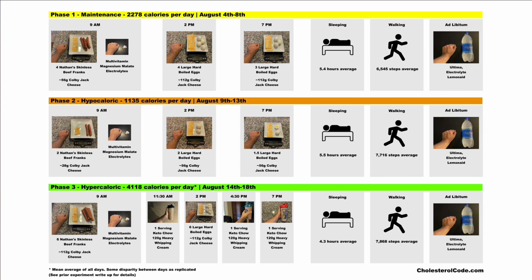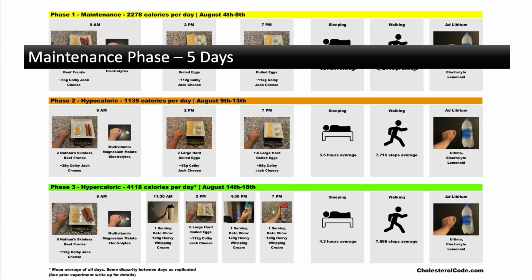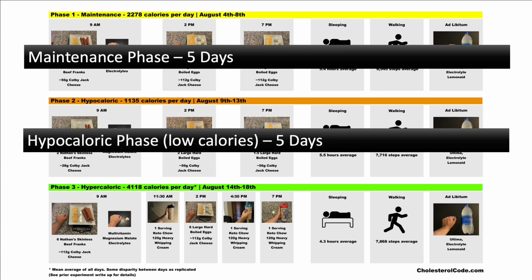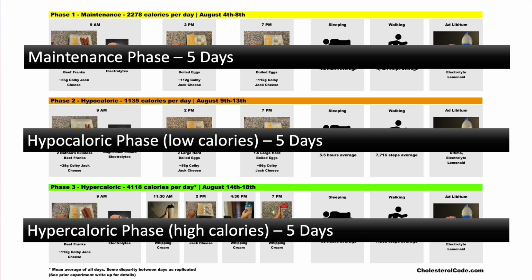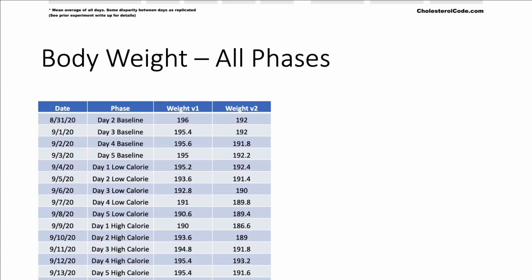So I'm not going to go through all of the different aspects of this experiment. I'm just going to say the main thing to keep in mind is that the first 5 days were a maintenance phase. The second 5 days were a hypocaloric phase. And I took wide spectrum blood tests at the end of each of these phases. And then I switched from the hypocaloric phase over to a hypercaloric phase, high calories, for 5 days.